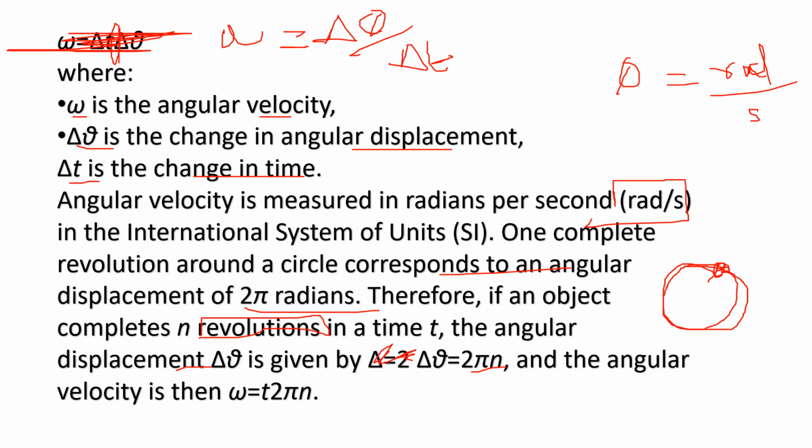And the angular velocity is, we know that change in theta per unit time, that is basically, according to this example, theta is equal to 2 pi n, so here we will write 2 pi upon t, so it will be angular velocity, angular frequency.